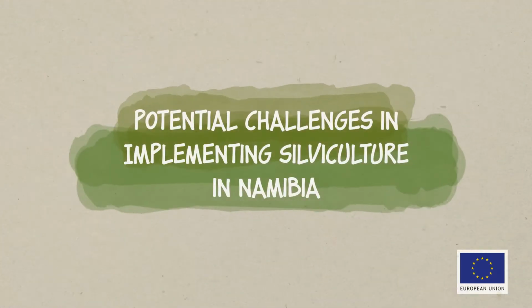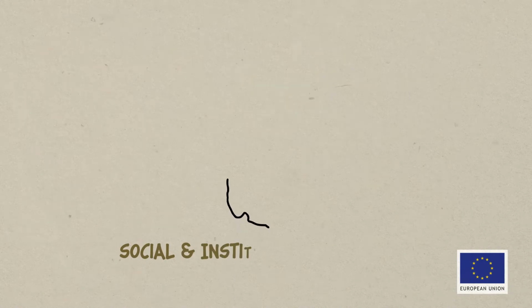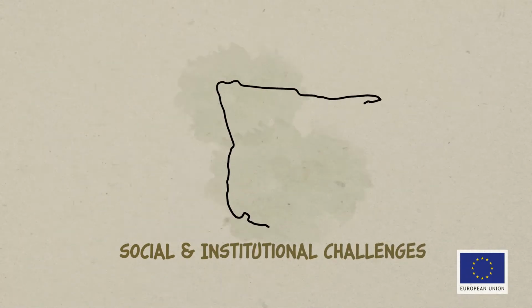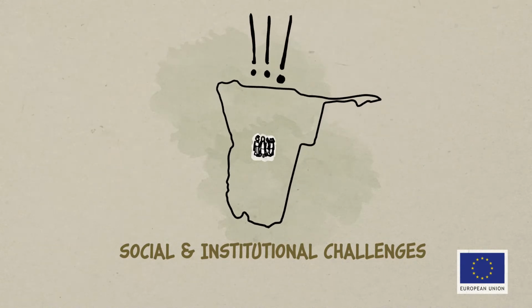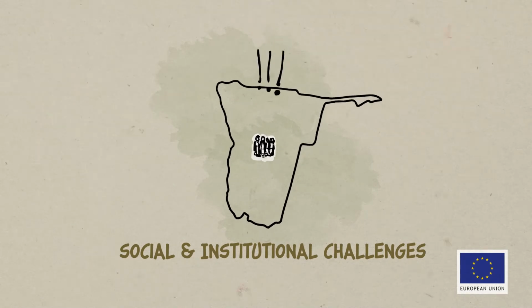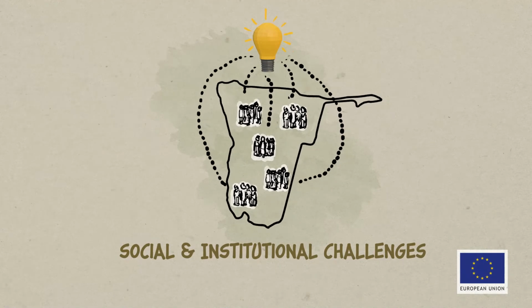Potential challenges in implementing silviculture in Namibia can be of a social and institutional nature, such as the limited in-country capacity to fully implement silviculture and limited facilities to carry out consolidated silvicultural research. This can be improved through hands-on training in silviculture for staff members and local communities, as well as staffing remote research stations of the Directorate of Forestry.